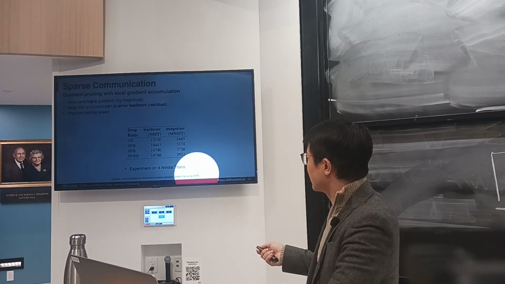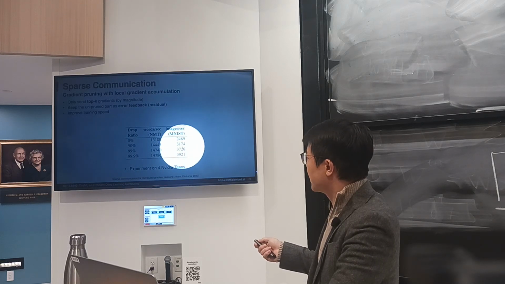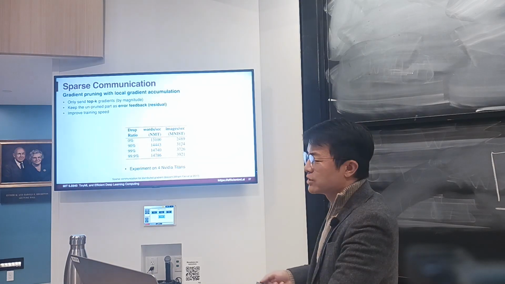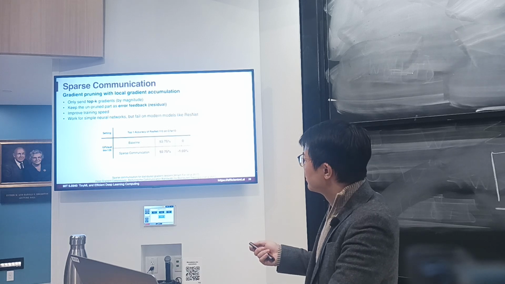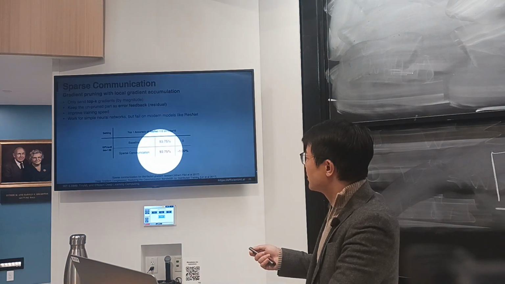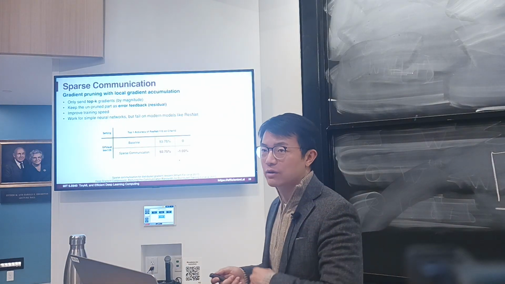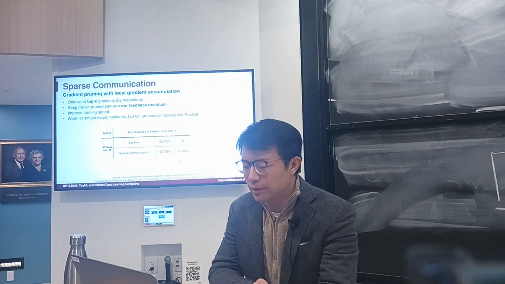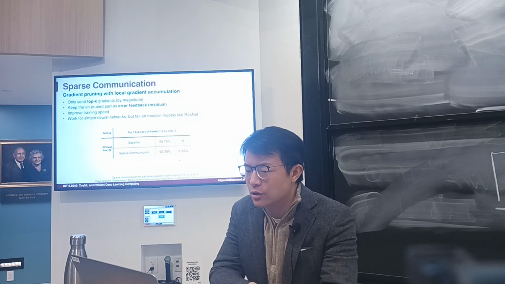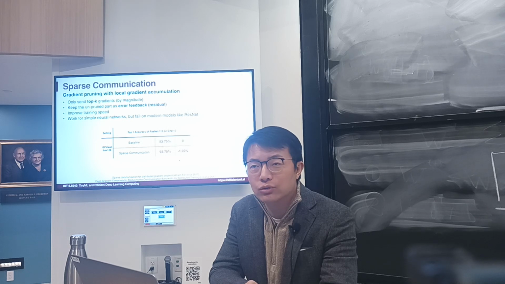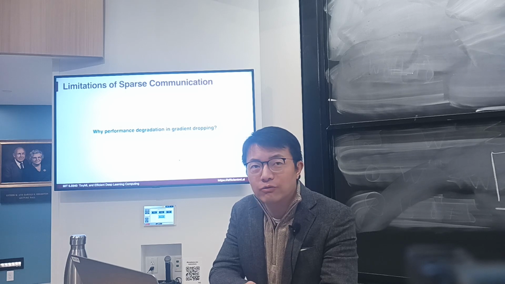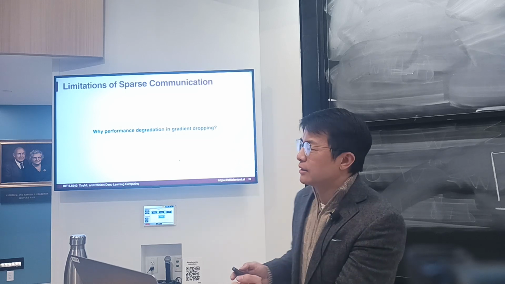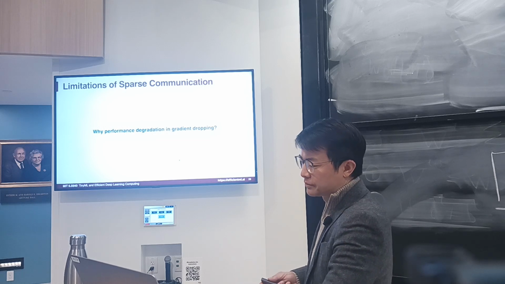This very early paper, like 7 years ago, was showing on an MNIST data set it can increase training images per second. But it fails on a slightly larger network, like ResNet. There is 1% loss of accuracy, which is not tolerable. So how do we solve the issue of loss of accuracy when we are pruning the gradients? And figure out where the performance degradation is coming from? Why did the accuracy drop?